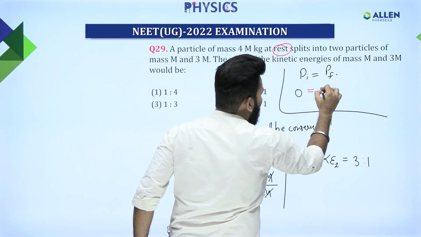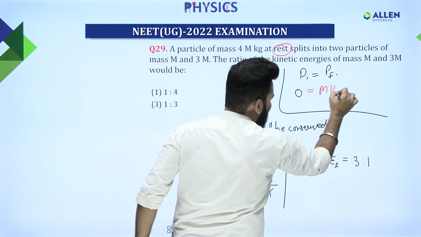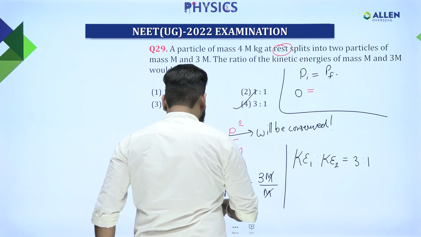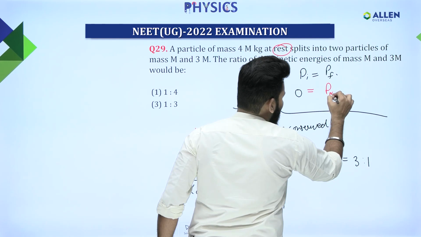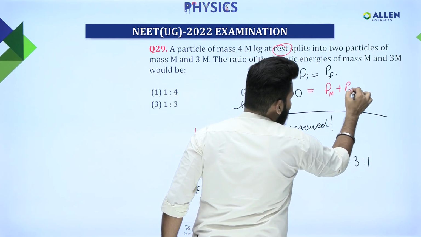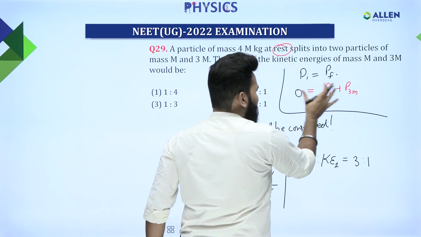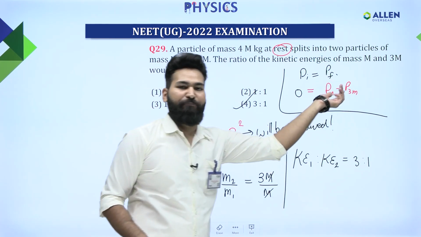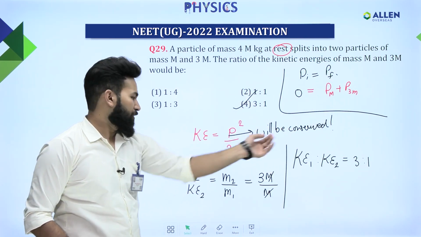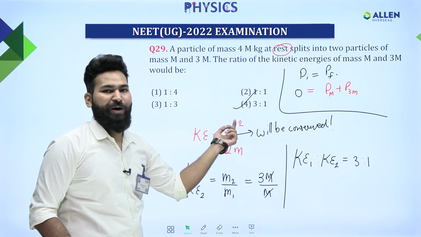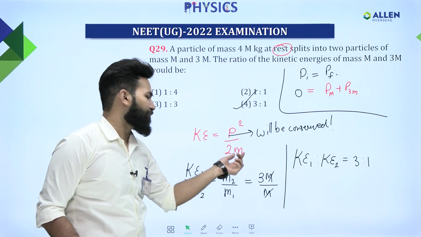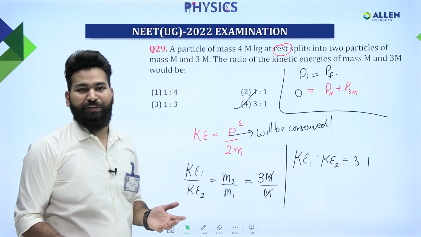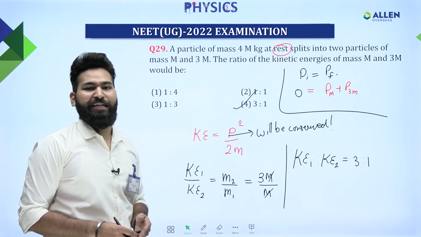Final momentum will be of this m mass moving with v1 velocity, or I can write it as the momentum of mass m plus the momentum of mass 3m. And if it equals 0, then in magnitude they will be equal to each other, that p of m will be equal to p of 3m in magnitude. That's why we cancelled this p square and directly took the ratio of masses in order to calculate the ratio of kinetic energies. I hope this is very much clear to everybody, right?